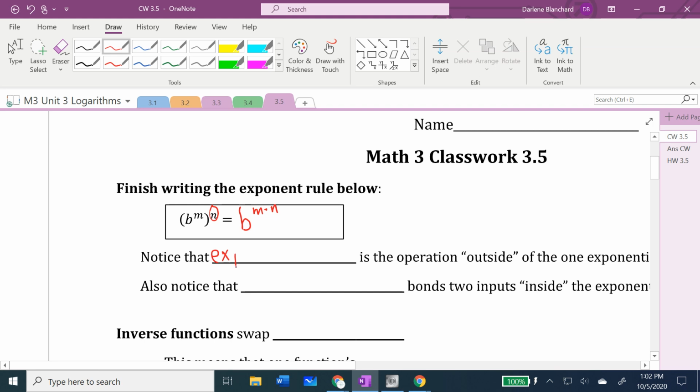So, exponentiation. So basically putting something to a power of something. Yeah, you can put it on a separate sheet of paper. Okay, then the operation that is inside is multiplication.